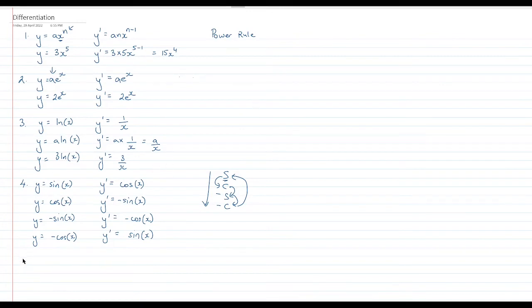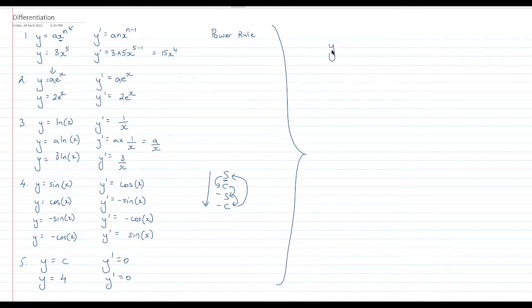There's also a last one. For example, if y is a constant, then its derivative is just 0. So if y equals, say, 4, y dash would be 0. And for all of these, if you have a constant in front of them, then the derivative will also have the constant in front of it.